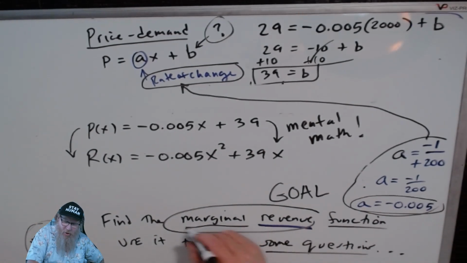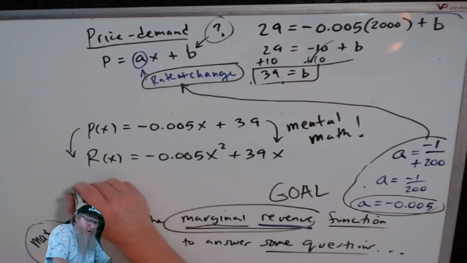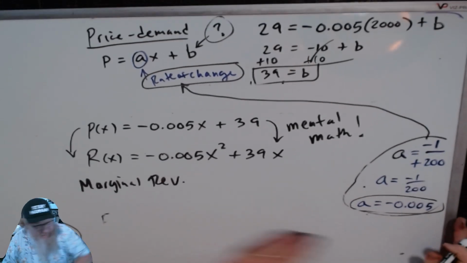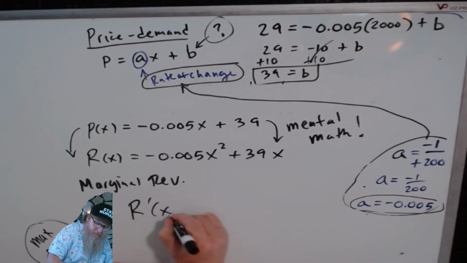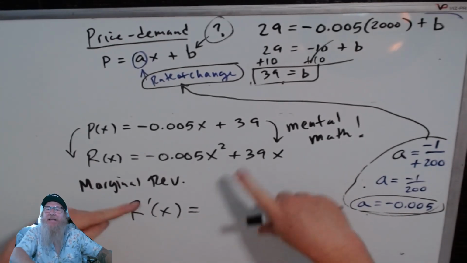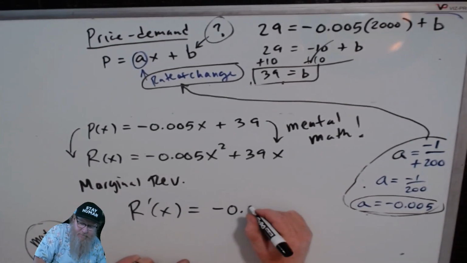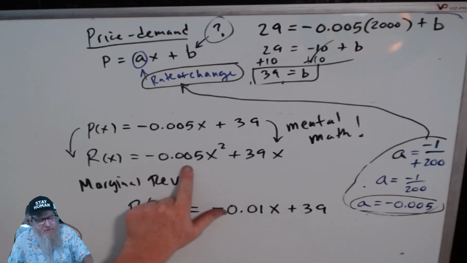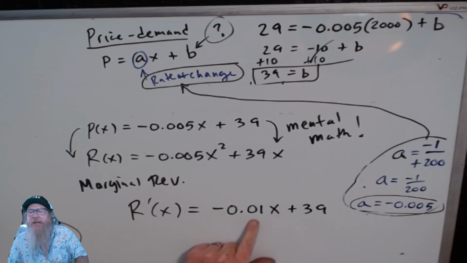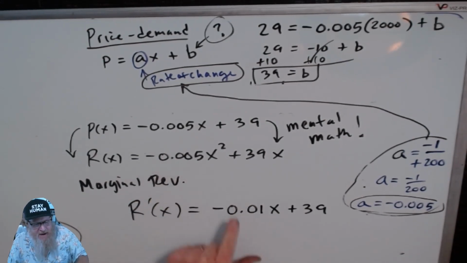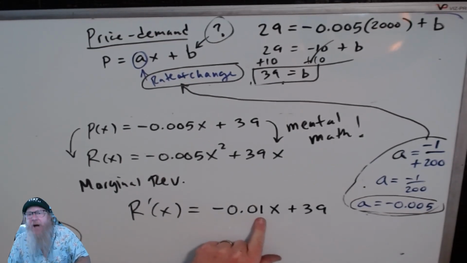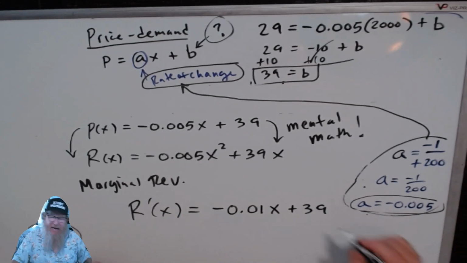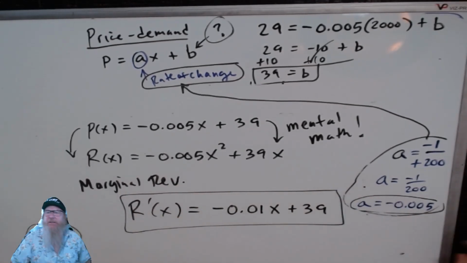All right. And then our goal is the marginal revenue function. So the marginal revenue is the derivative, R prime of x. Believe it or not, that's going to be the easiest part of the problem. You multiply the coefficient by 2. So -0.005 becomes -0.01. You lose one of the zeros. And then plus 39, and that loses its x. So there's your marginal revenue function.